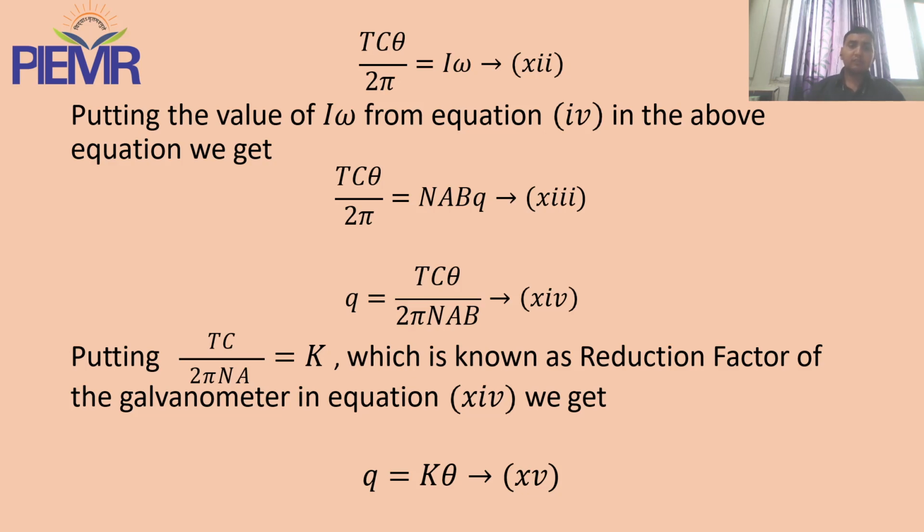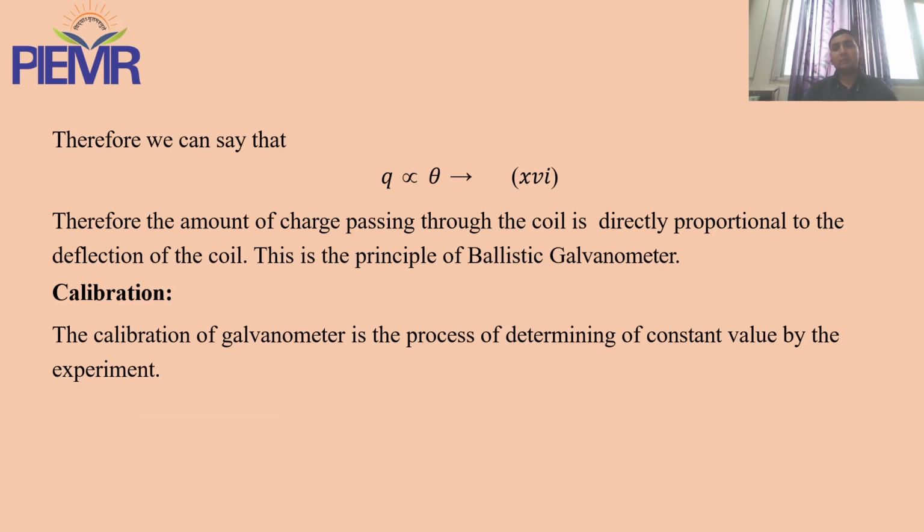Then this is basically the reduction factor of the galvanometer from the above. Then the charge Q is directly proportional to the deflection. In the particular ballistic galvanometer, we say the amount of charge passing through the coil is directly proportional to the deflection. Basically, we also said that the scale of this ballistic galvanometer is linear in nature.